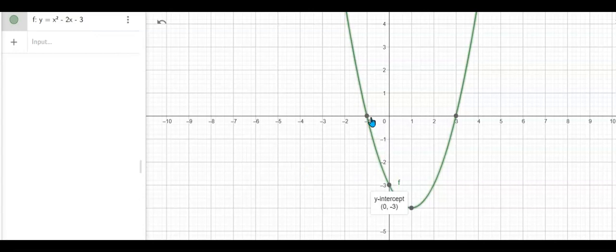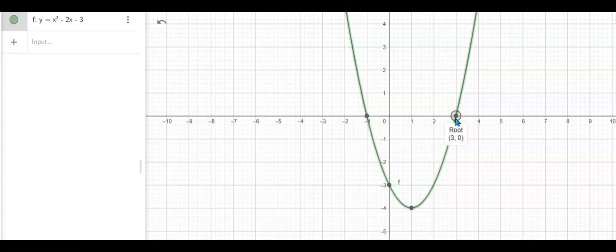Now, here it has 2 precious points. Let's look at this one. It says root. What is root? Congratulations. Root is the answer you're looking for. You're trying to solve this quadratic equation, right? When it shows root, that is the answer to the quadratic equation. So you have a root that says (-1, 0). Therefore, you can say x is -1.